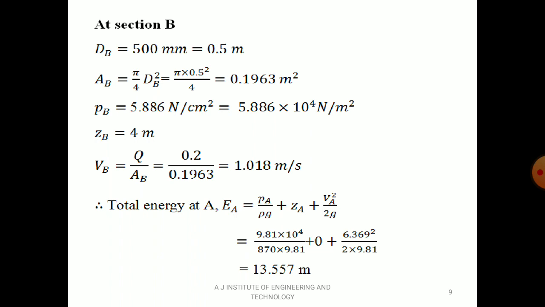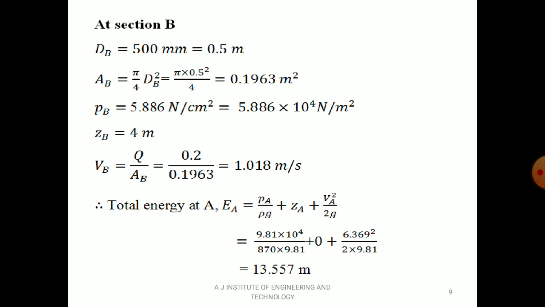And again using the continuity equation or equation for discharge, Q equal to AB into VB. So AB value is 0.1963, Q value is given as 0.2. So just calculate VB. VB equal to Q divided by AB, that is equal to 0.2 divided by 0.1963, so it is equal to 1.018 meter per second. That is the velocity at point B.